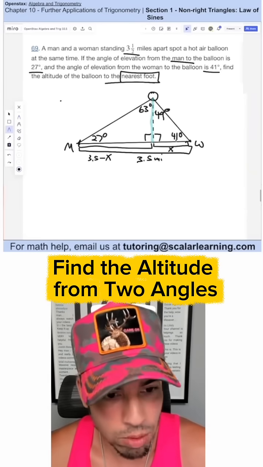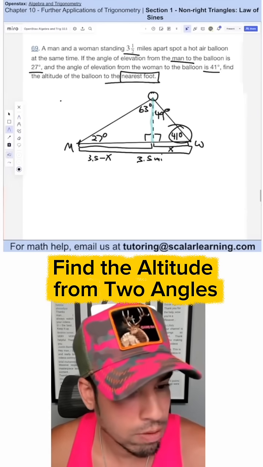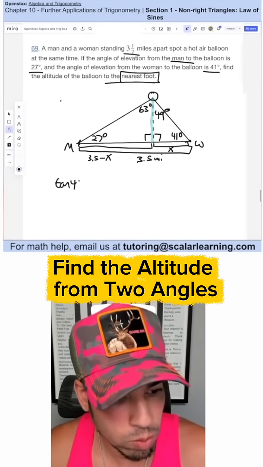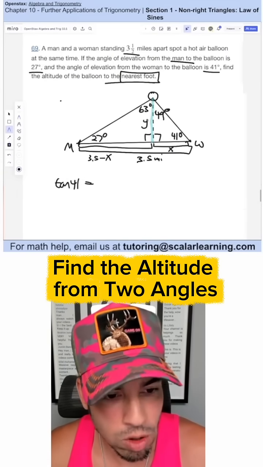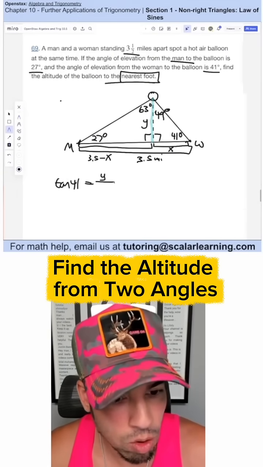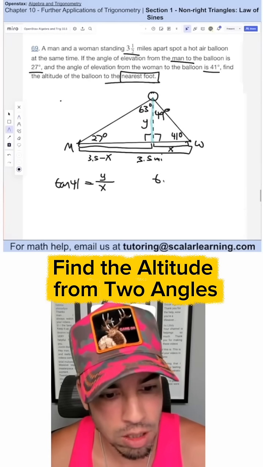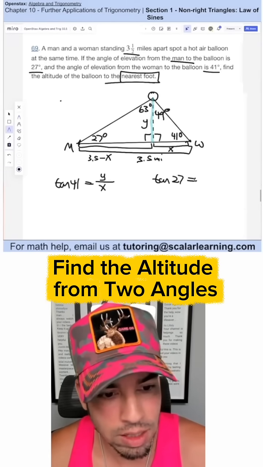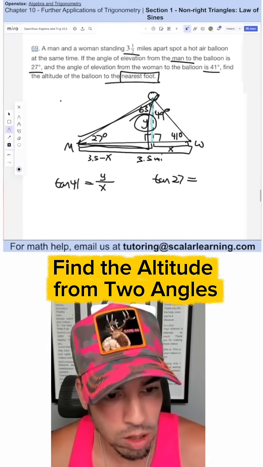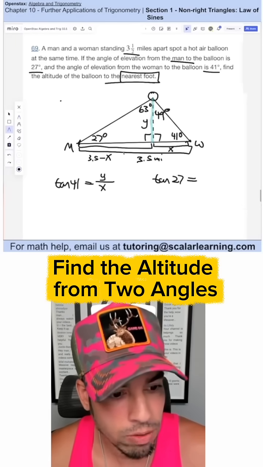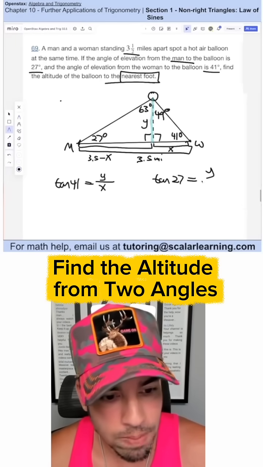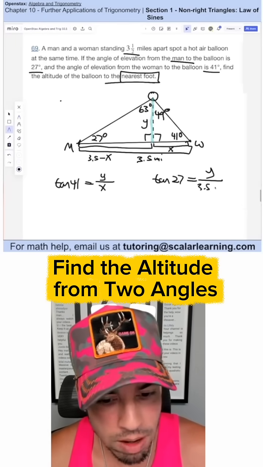So for example, I can say tangent of 41 equals opposite. We're going to call this blue side y. Opposite over adjacent, which is x. Then I can also say tangent of 27 is equal to, we're talking about this triangle now, opposite over adjacent. So y over 3.5 minus x.